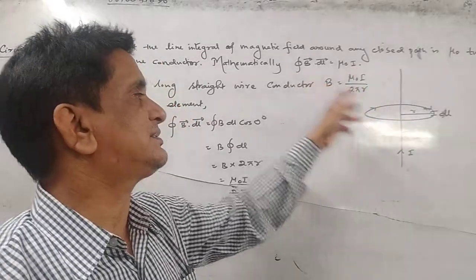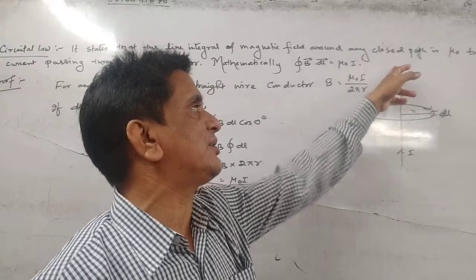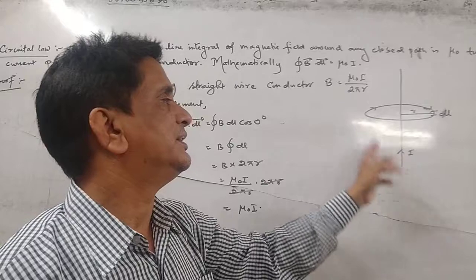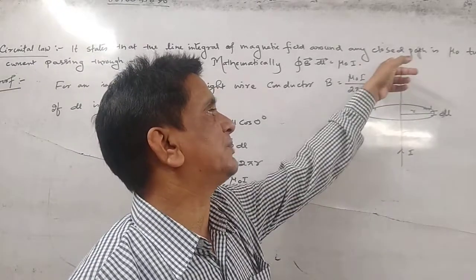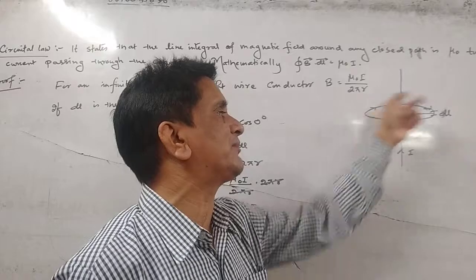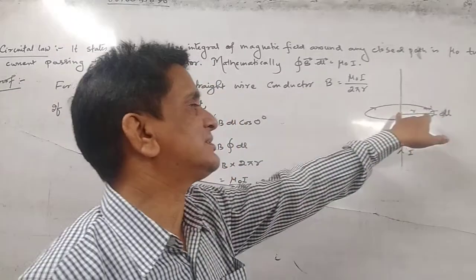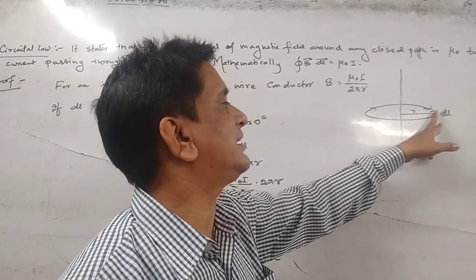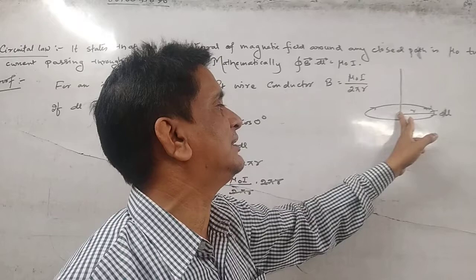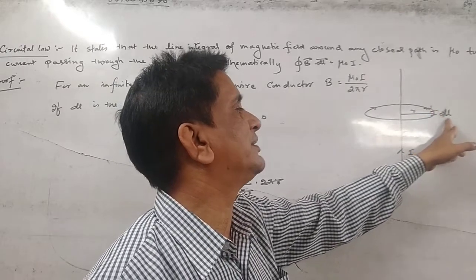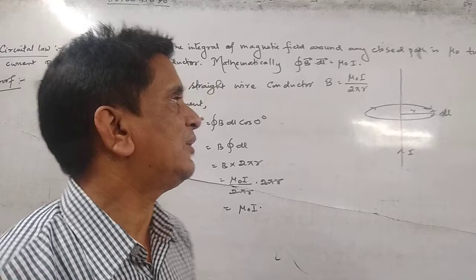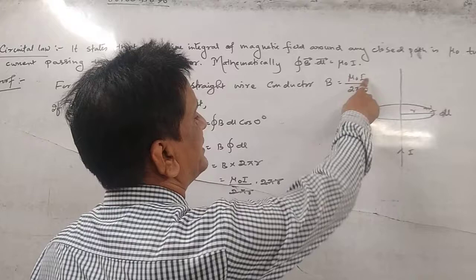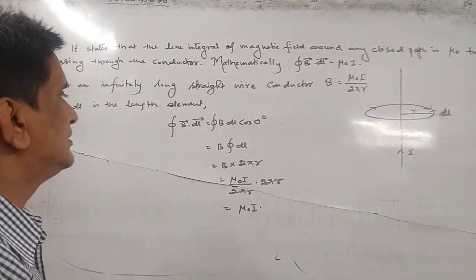To prove it, let us take an infinitely long straight wire conductor through which current I is flowing. We know that if the current is going in this way, the magnetic field around it will be in the form of concentric circles. Let us take one such circle having radius r. We assume a length element dl at a point on the circle. For an infinitely long straight wire conductor, B equals mu naught I divided by 2 pi r.